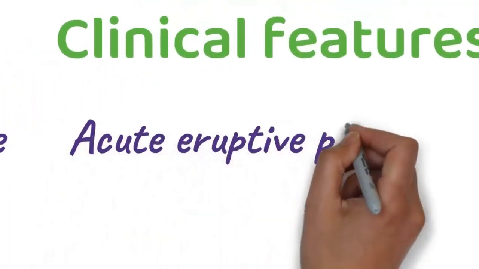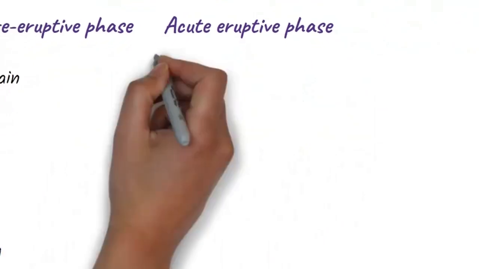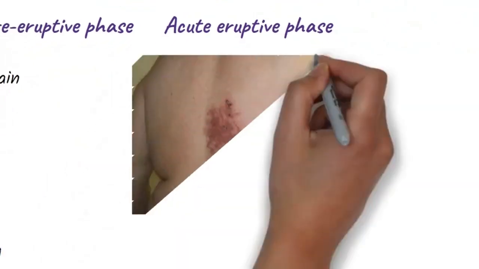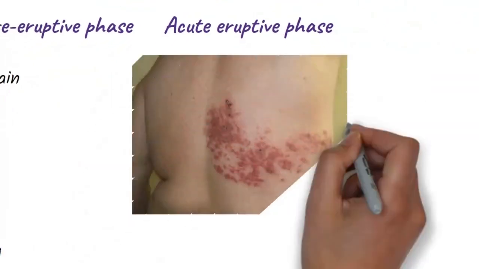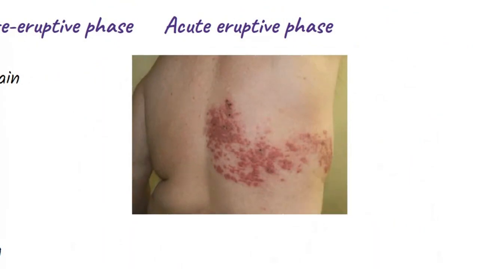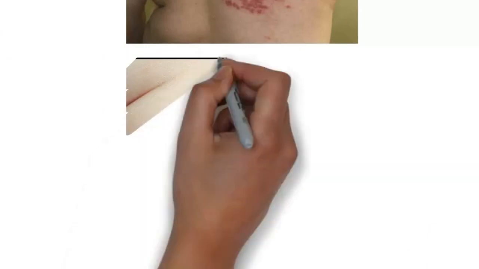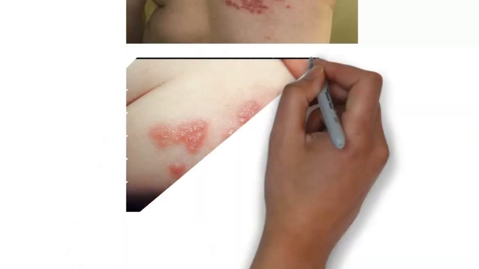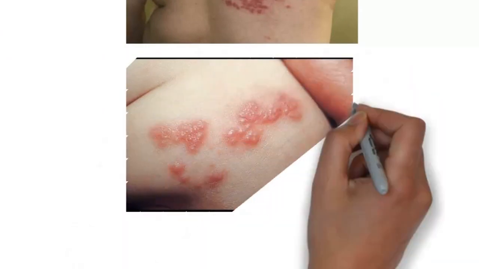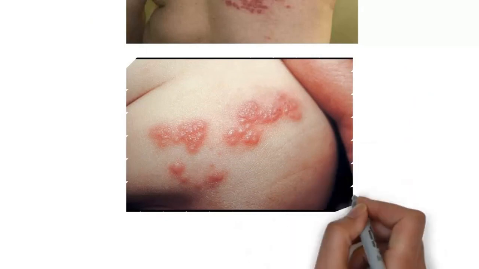In acute eruptive phase, vesicular eruptions are seen following the path of the affected nerve and terminate in midline. Cluster of vesicles on an erythematous base is the classical sign. The vesicles rupture, release their contents, ulcerate, and finally crust over and become dry.